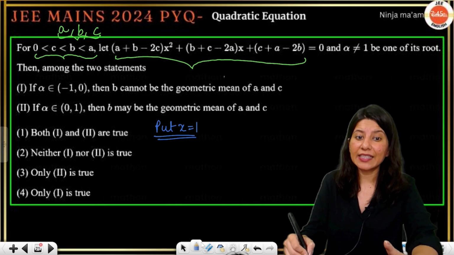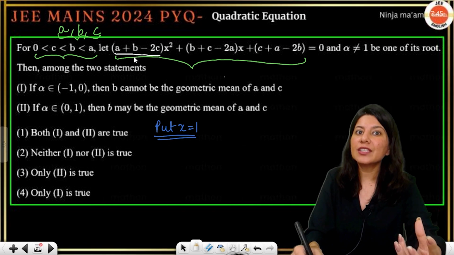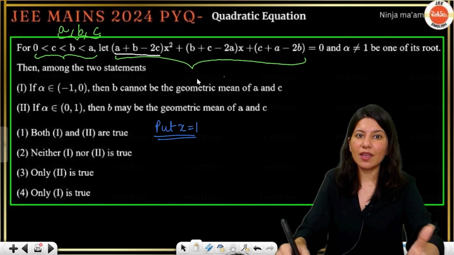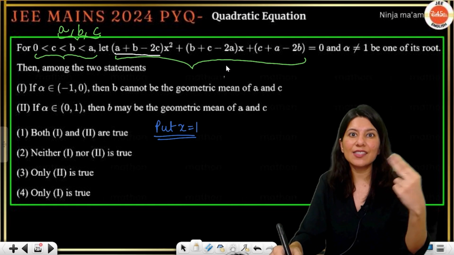And whenever you see cyclic order, it means the coefficients have some pattern: A plus B minus 2C, B plus C minus 2A, C plus A minus 2B. This is what we call cyclic. The cycle is going on.